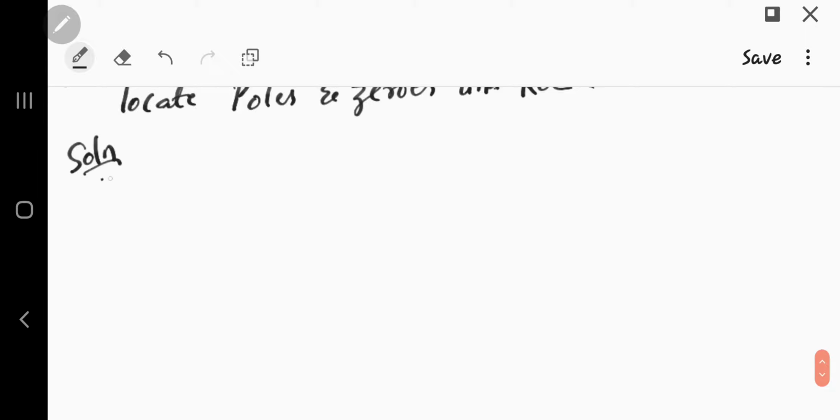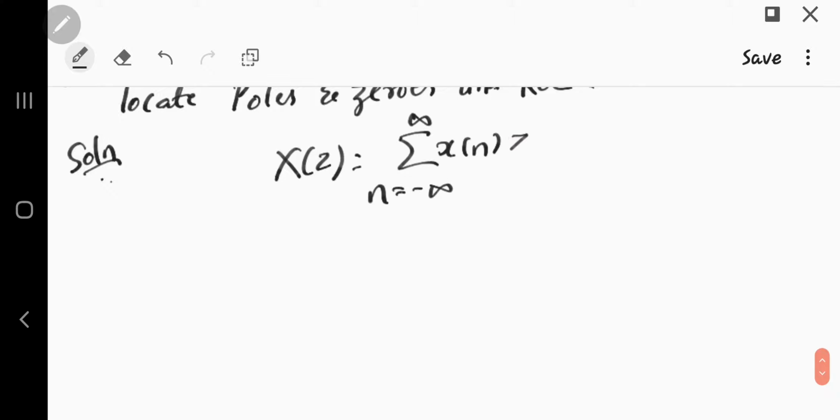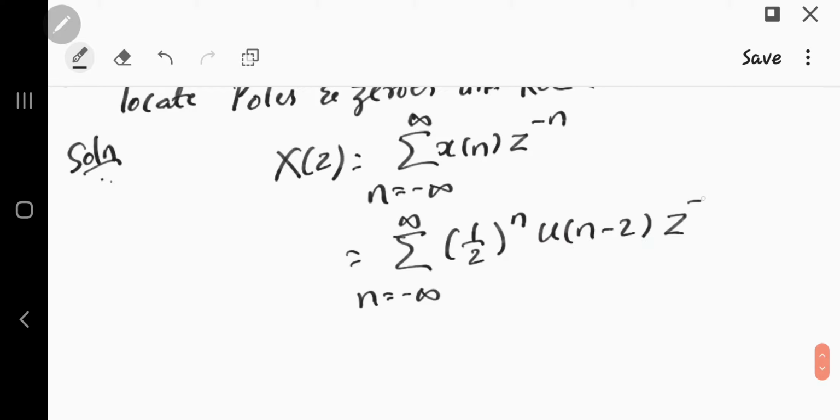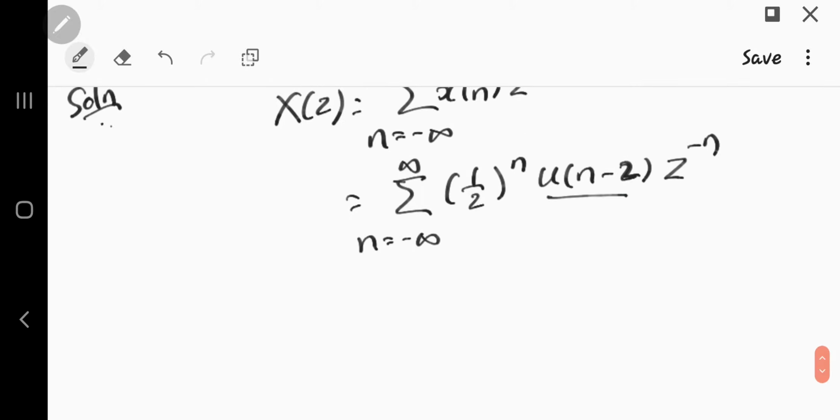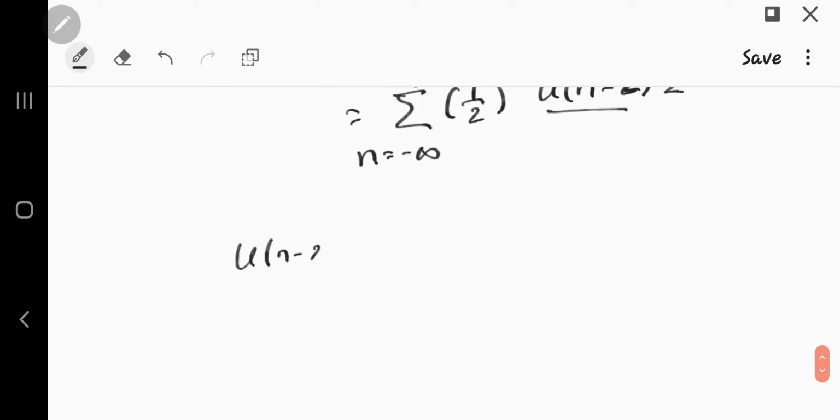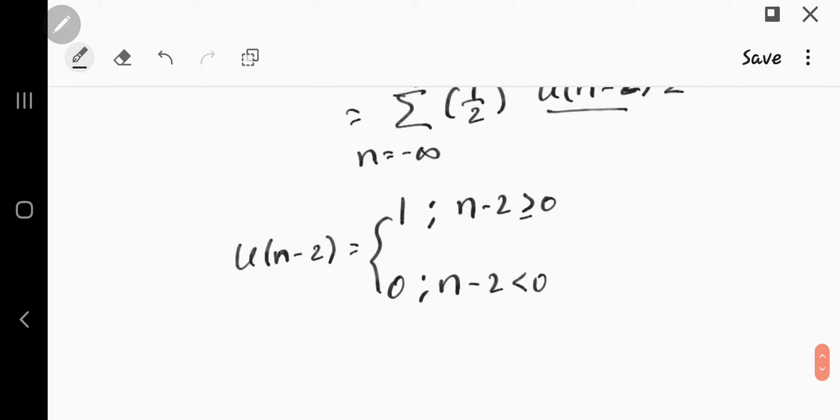So we'll start solving this. So x of z is equal to the sum from n equals minus infinity to plus infinity of x of n z to the power of minus n. Now if you substitute the given value, 1 by 2 to the power of n into u of n minus 2 z to the power of minus n. So, u of n minus 2 is equal to 1 for n minus 2 greater than or equal to 0, and it is equal to 0 for n minus 2 less than 0.